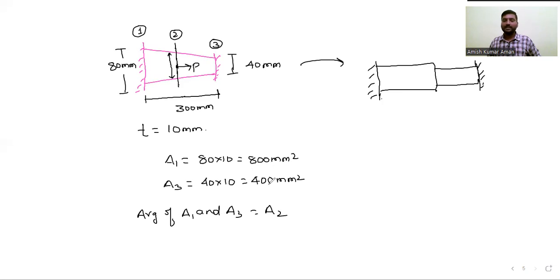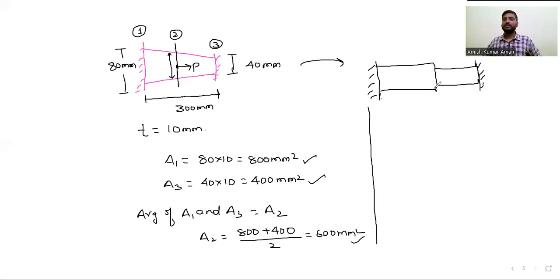So average of 800 plus 400 divided by 2. How will you get that average? That will be 800 plus 400 divided by 2. That is equal to 600 mm square. So we have considered this is halfway. So the average became 600. So we have A1 now, we have A3, and we have A2.